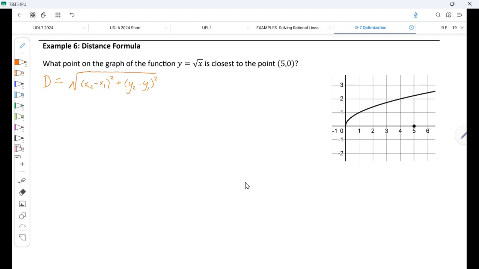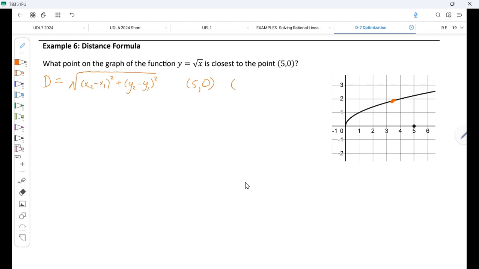Oddly enough, we are going to go back to the other form, where we actually square both sides and make life a little bit easier in the middle. So let's get the function we actually have to minimize. We have two points. Our first point is (5, 0), and our other point is some generic point on the curve.